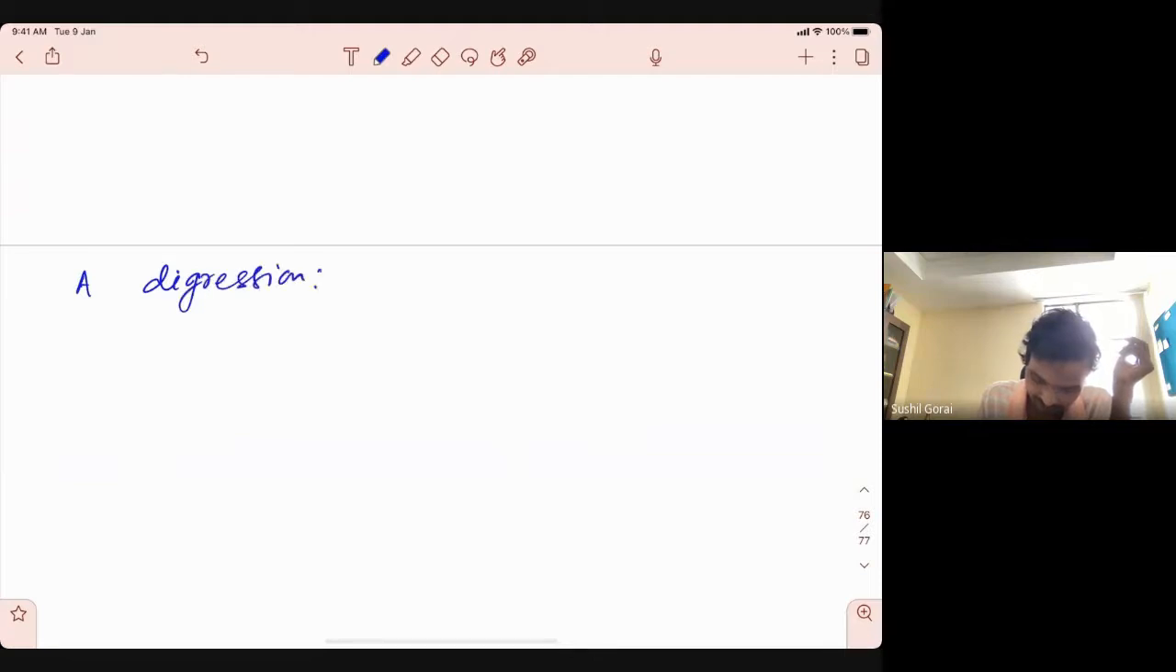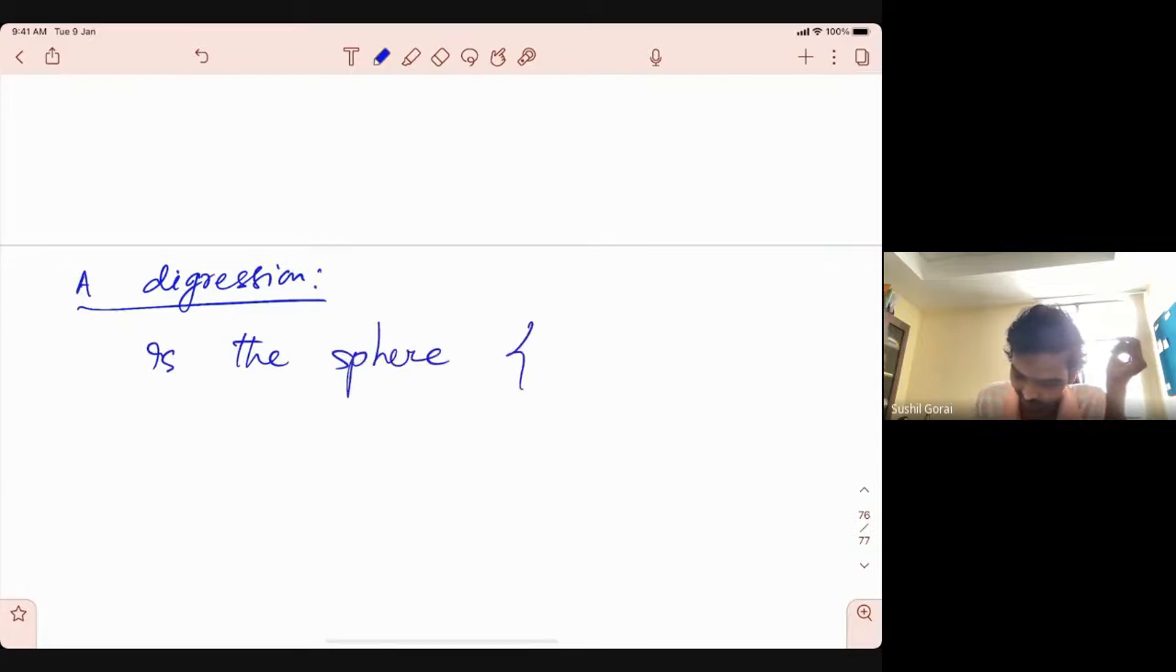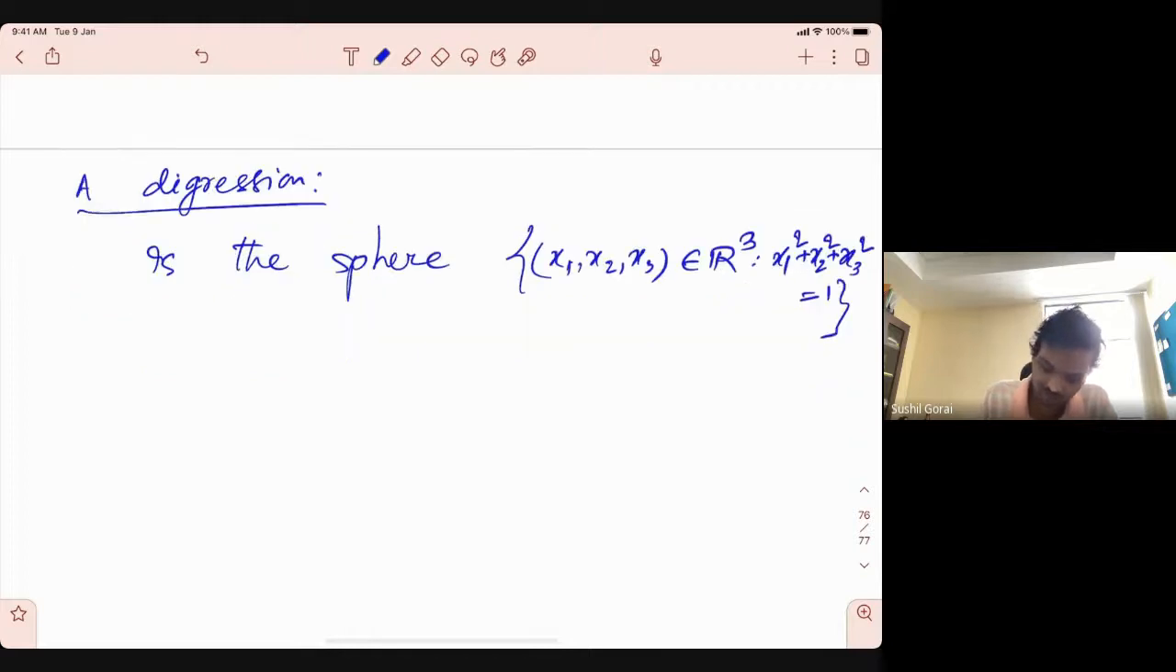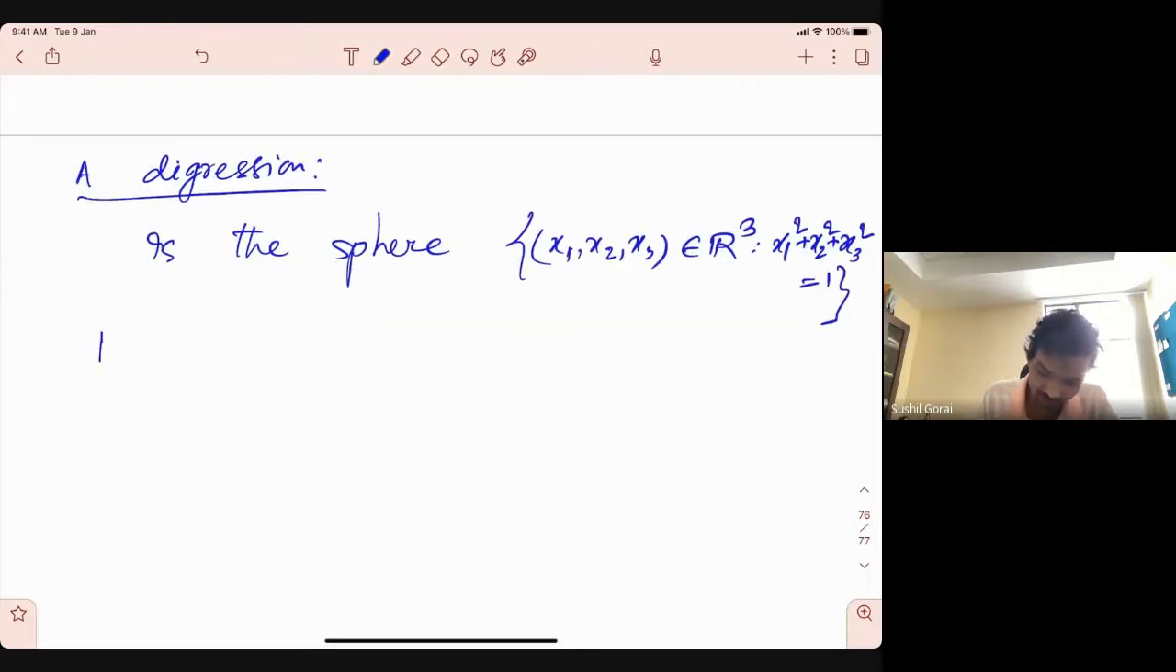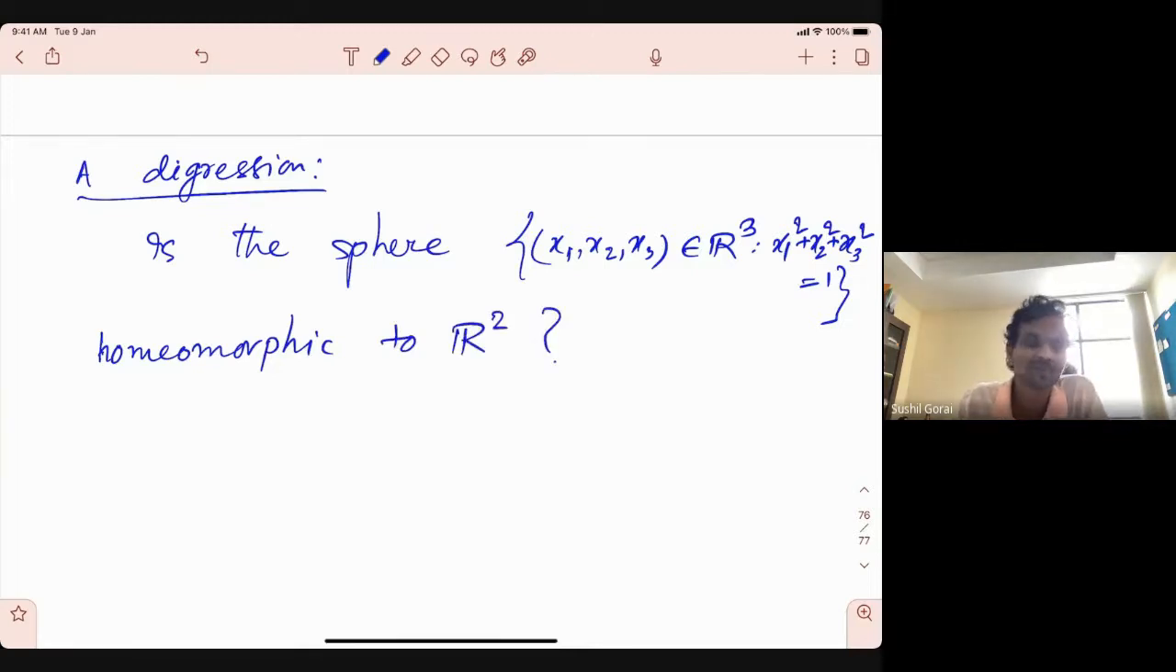So is the sphere, (x1, x2, x3) in R3 such that x1 squared plus x2 squared plus x3 squared is 1, homeomorphic to R2? So the question is, is the sphere homeomorphic to R2?